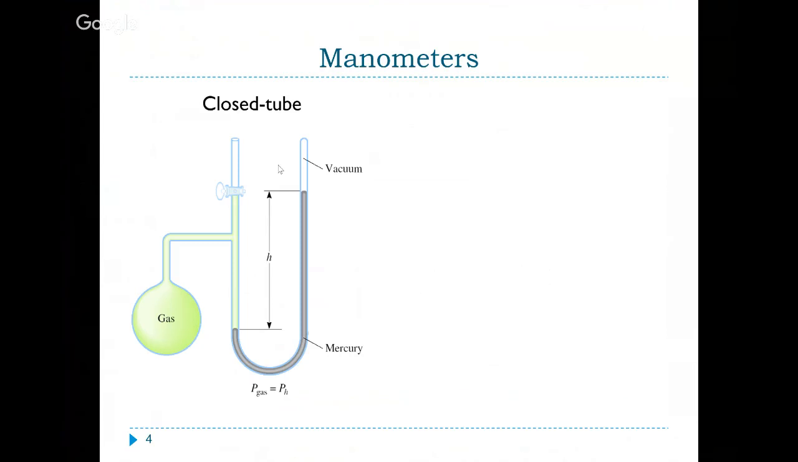We can also use a manometer to measure pressures of specific gases. In a closed tube manometer, this U-shaped device, we have the gas in this volumetric end of the flask. As the gas is released into the tube, whatever the pressure of the gas is will push the mercury into the adjacent tube. Once again, we can simply measure the difference in the heights between the two tubes, and that would tell us the pressure of the gas.